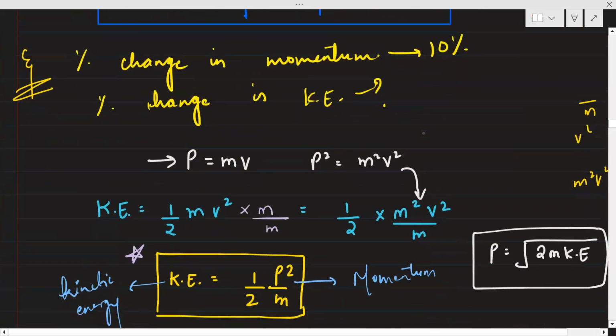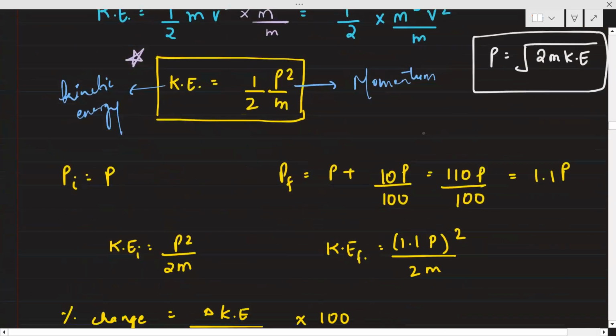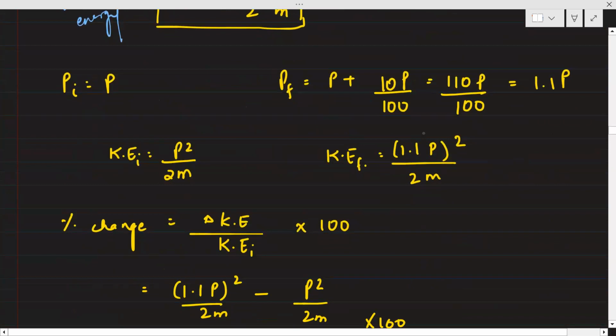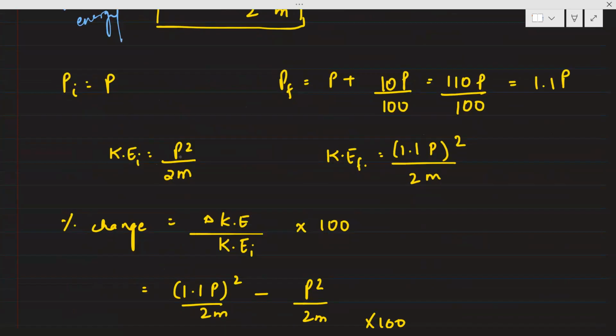The percentage part was a little confusing. Okay, see, I'll tell you. This is the initial momentum P. Initial kinetic energy will be P square by 2m. Finally, it is increasing by 10%. So whenever there is an increment in the percent, you take original plus whatever is the percentage increment. That is 110p by 100 here, that is 1.1p. So kinetic energy will be (1.1p) whole square by 2m.